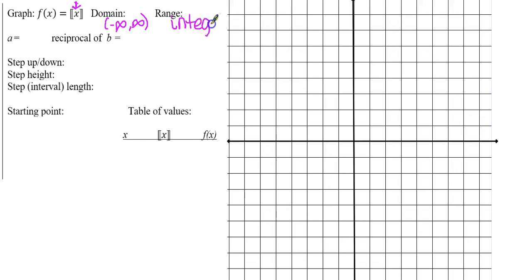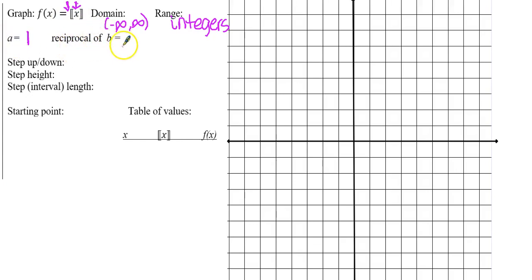And I can't really write that in interval notation, so my range is just the set of integers. Okay, so there we have that. Let's identify the a, the invisible a right here. What is it? It's a 1. 1 times. Okay, so A is 1.